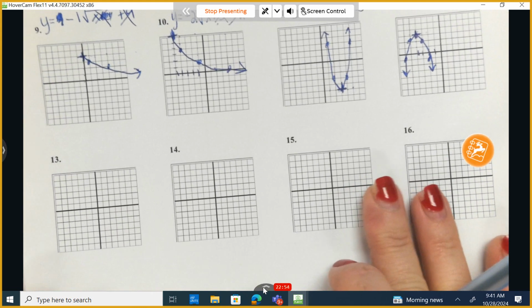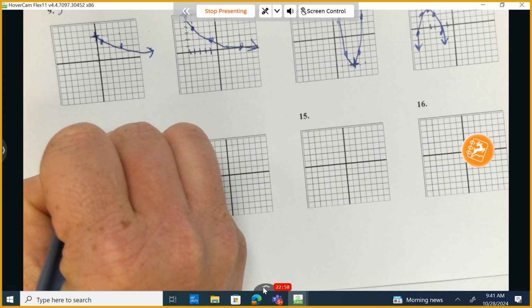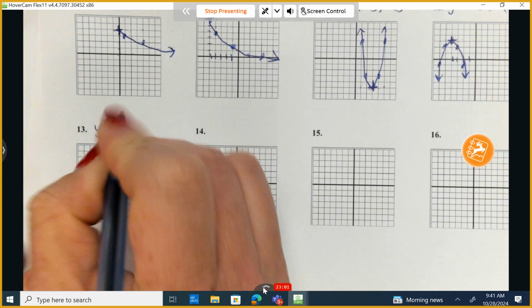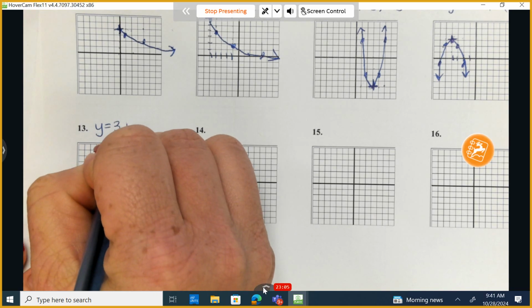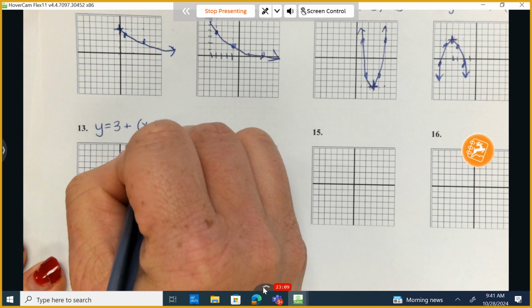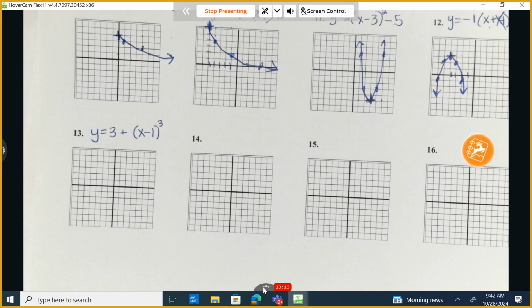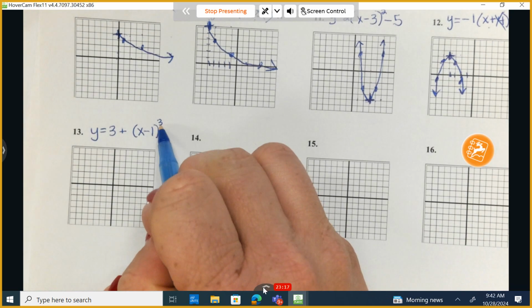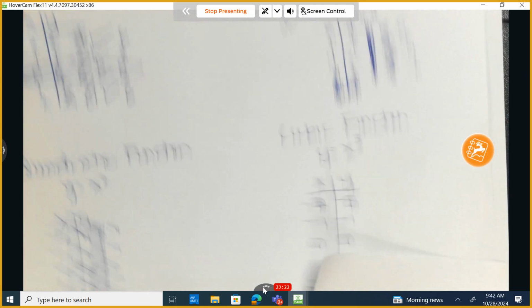We're going to move on to cubic. You ready? Here we go. 13, please write this down. Y equals, now I'm going to try to throw you off here again. Let's say it is going to be 3 plus x minus 1 cubed. So the first thing we do is we identify what type of function. Because I see degree 3, I come over here and I go, okay, which common function? It's going to be cubic.